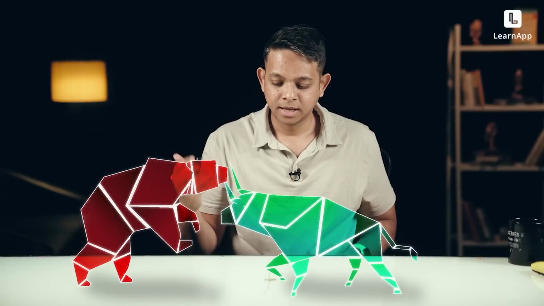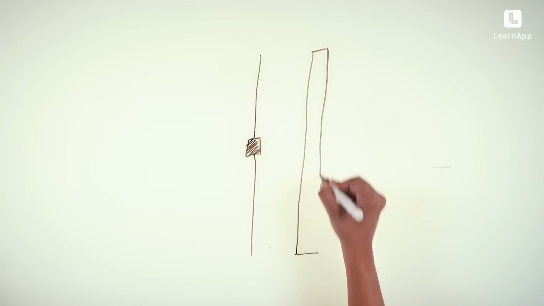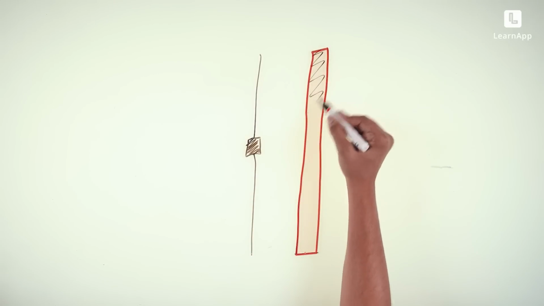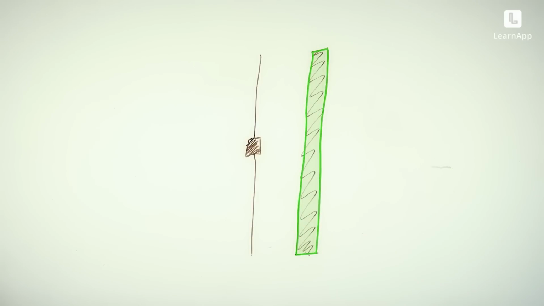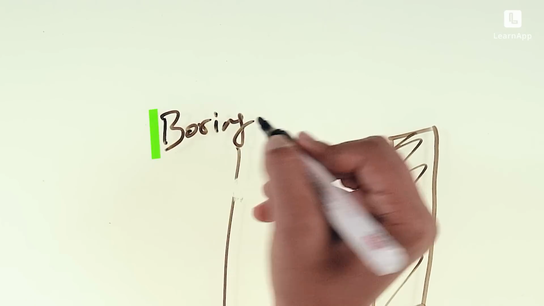Doesn't seem so. And then you have just the opposite. So imagine this is a candle over here. This has no wick at all. It opened strong, moved straight up, closed strong. Now this is what price action traders call a boring candle.